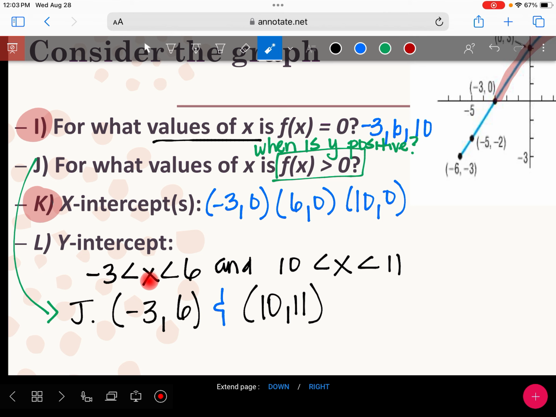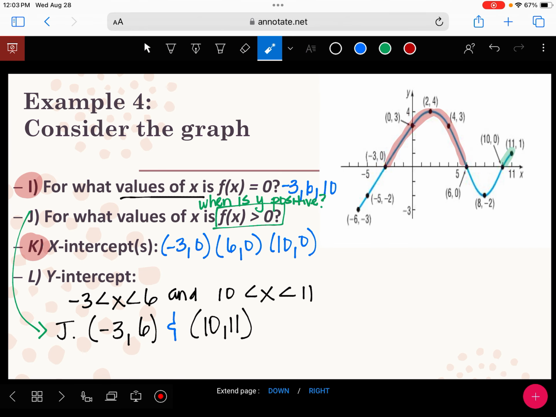This is called set builder notation. I'm just writing it both ways. The main thing is I don't want you to think this is an ordered pair. This is not x and y. This is x and x. This is an interval.